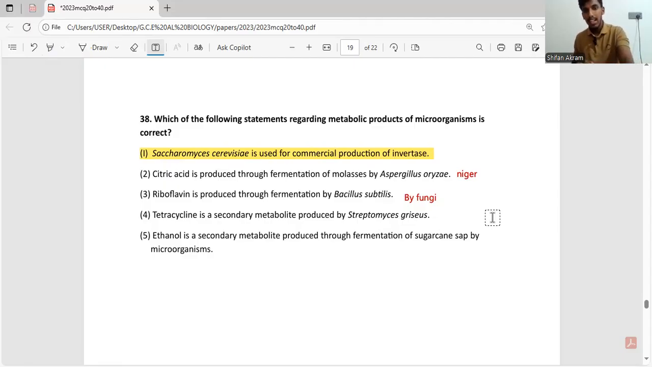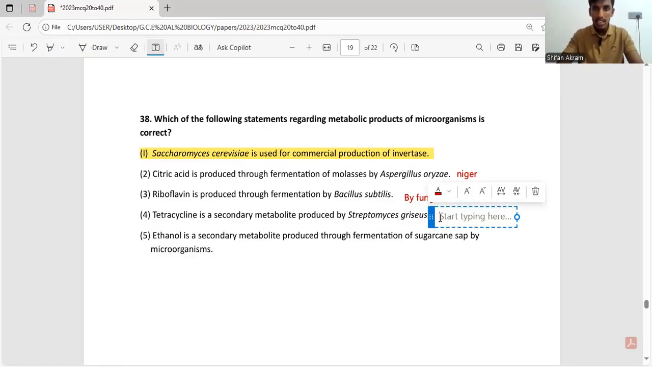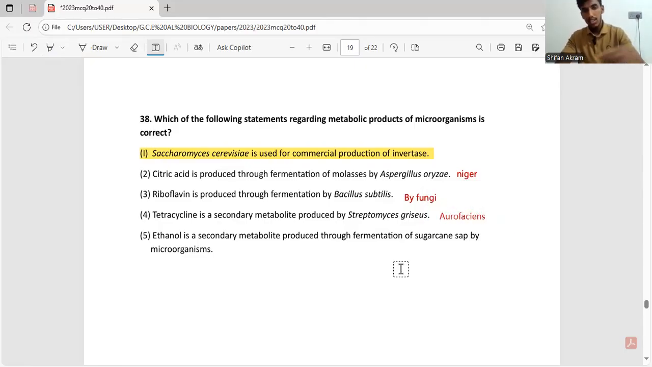So tetracycline is a secondary metabolite produced by Streptomyces graecosus. Again, this statement is wrong. Why? Because tetracycline is produced by Streptomyces aurofaciens, not graecosus. Again, that is wrong. Last statement, ethanol is a secondary metabolite produced through fermentation of sugarcane sap by microorganisms.